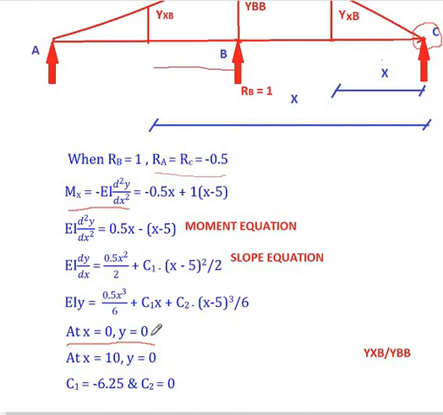The next boundary condition is at x is equal to 10, which means at the support A. At this support, the deflection y is also 0. So the deflection y is equal to 0. By using these two boundary conditions, we can easily find out the values of C1 and C2.